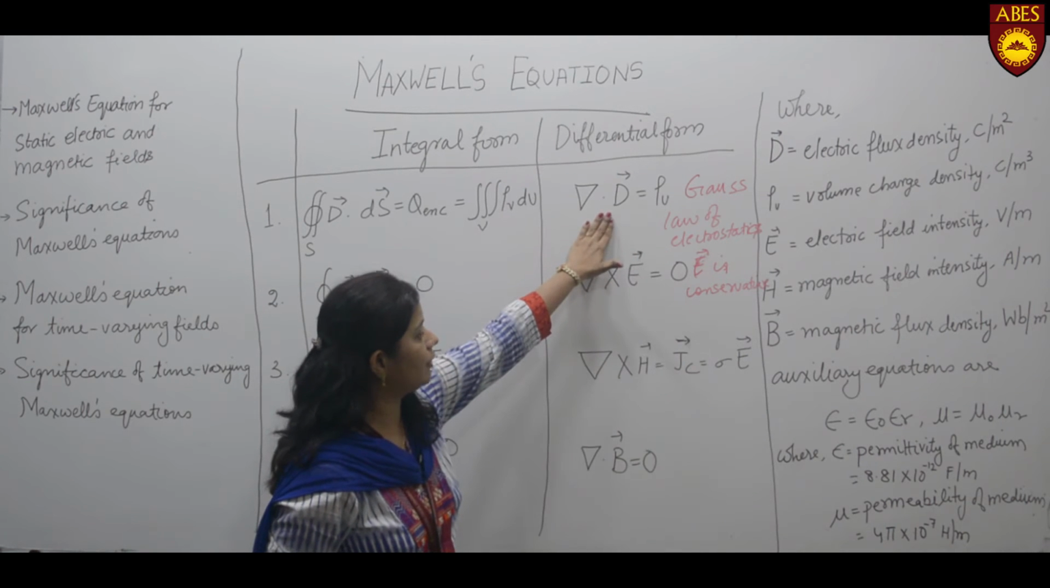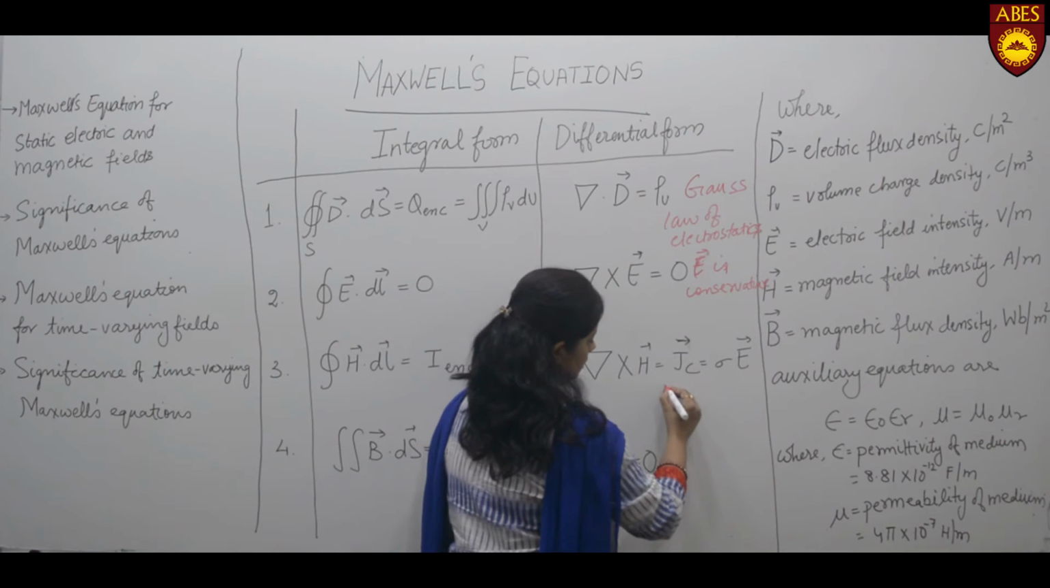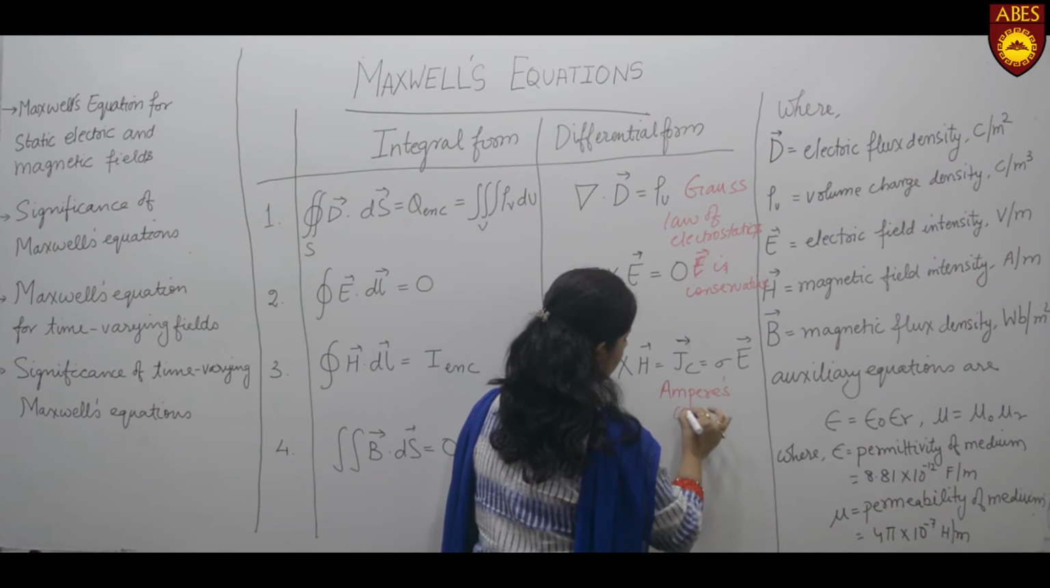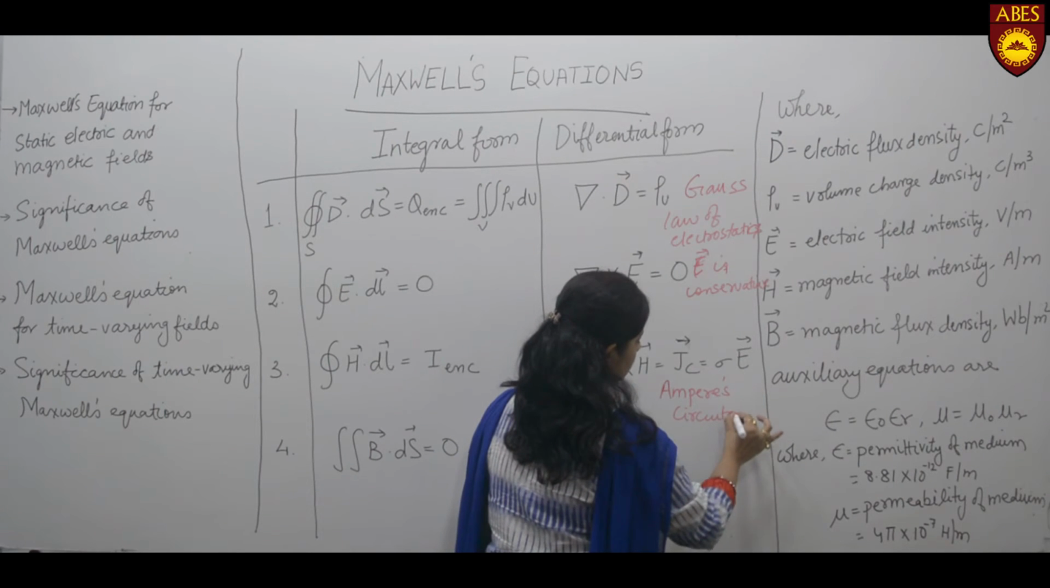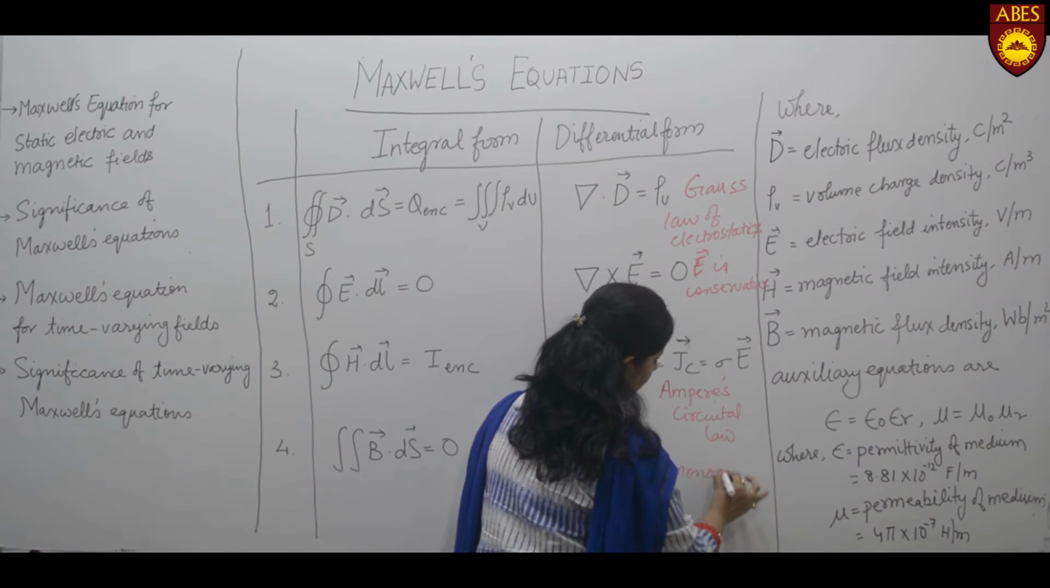Here it is divergence D is equal to 0. This is Ampere's circuital law, and monopoles do not exist.